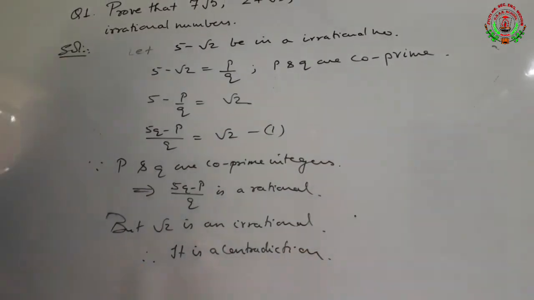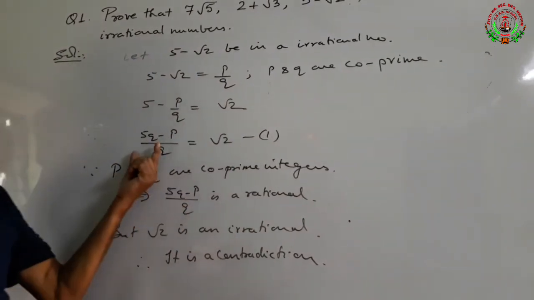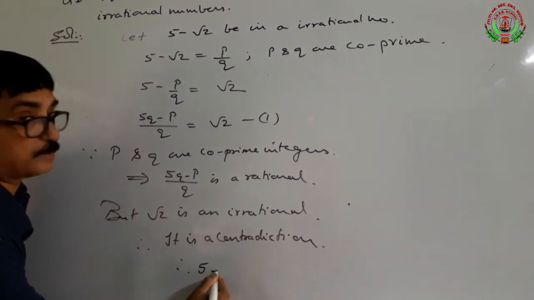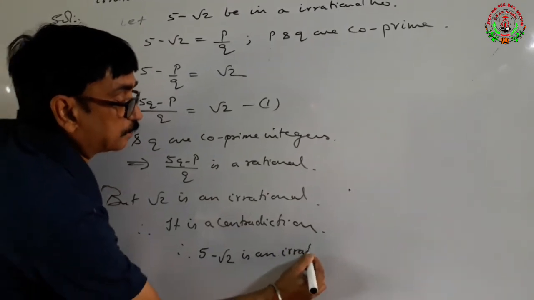Therefore, our assumption is wrong, as an irrational quantity is never equal to a rational quantity. Therefore, we can say that 5 minus root 2 is an irrational number.